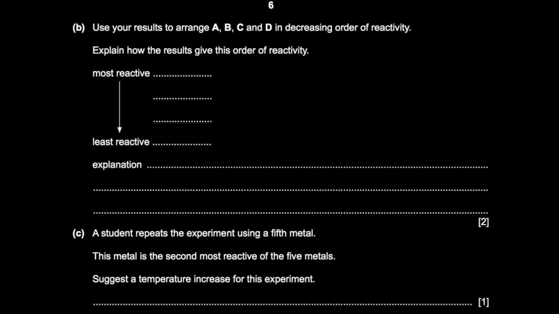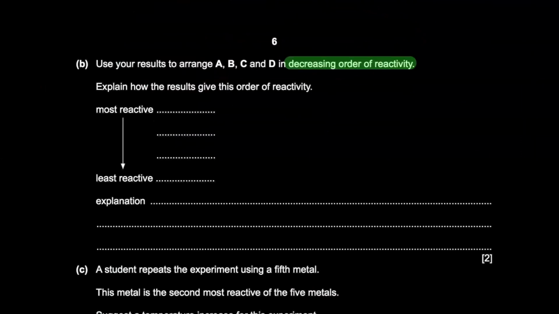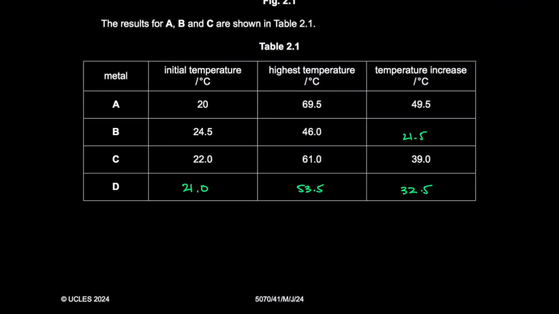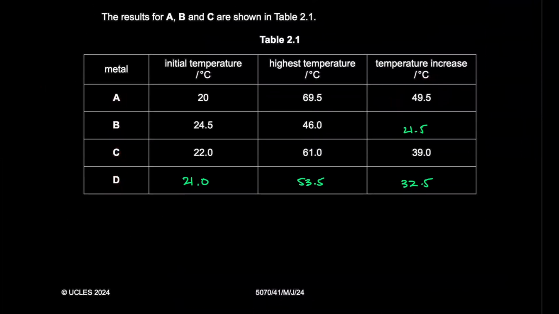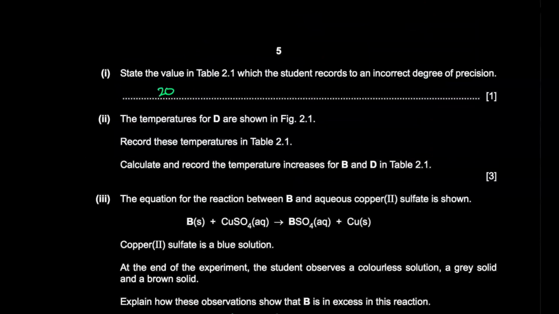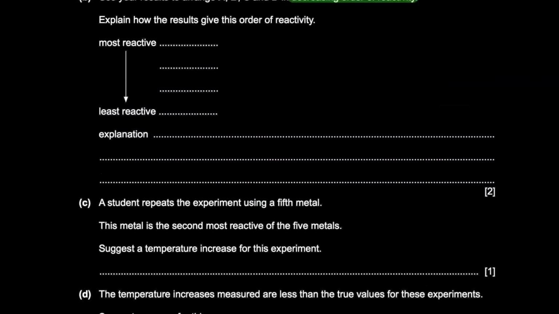Use your results to arrange A, B, C, and D in order of decreasing reactivity. So we're going to start with the most reactive at the top. Now the most reactive one will give you the biggest temperature increase, which is A, followed by C, followed by D, followed by B. So A, C, D, B.